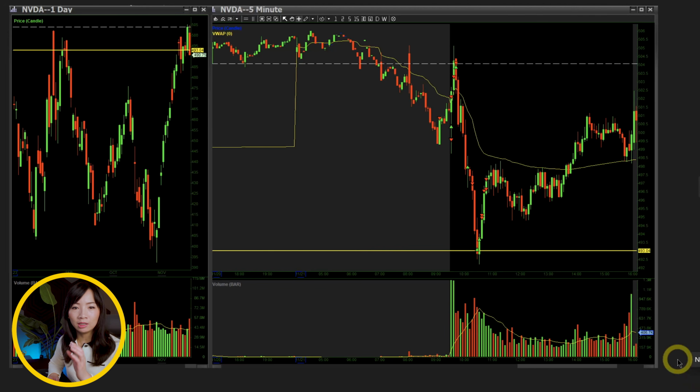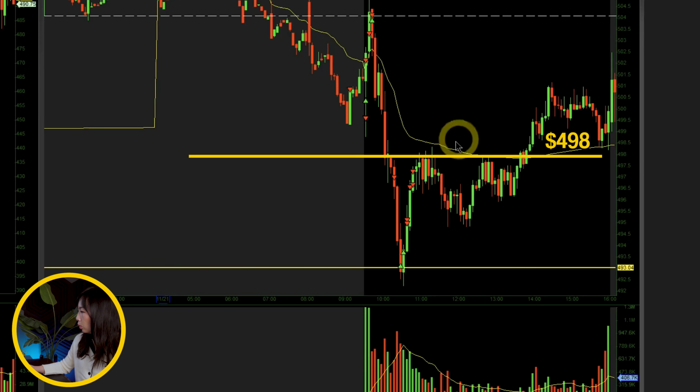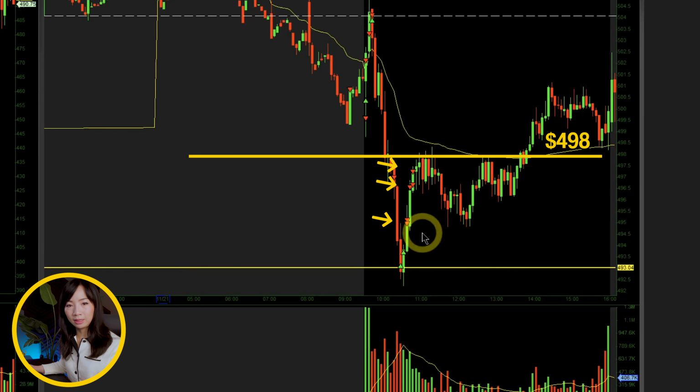So I actually didn't keep recording, but I did hold on to NVIDIA all the way to about, you can see over here, 498, as close to that as I could, 497s. But regardless, that's like a $4 per share on the final sale.